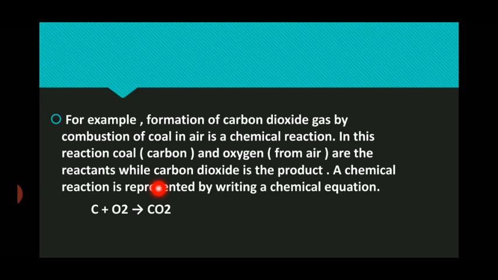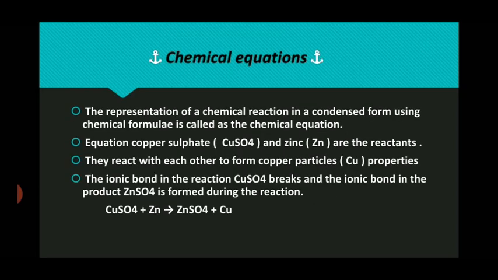A chemical reaction is represented by writing a chemical equation. So this is the chemical reaction, and the first, left-hand side part is known as reactants, and whatever we get is known as products. Now, the chemical equation: the representation of a chemical reaction in a condensed form using chemical formulas is called a chemical equation. In this equation, copper sulfate and zinc are the reactants.